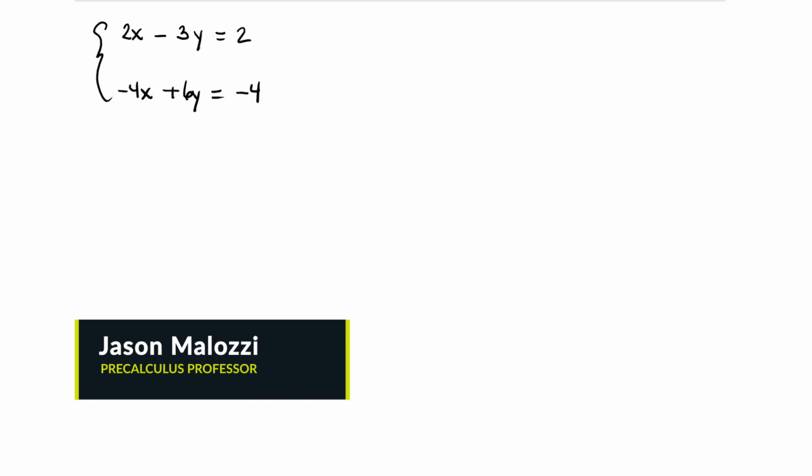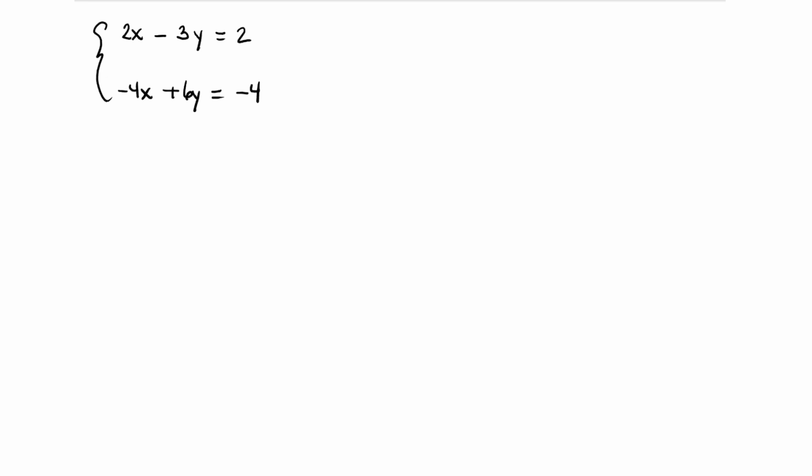What we're going to do in this video is solve the system 2x minus 3y equals 2, along with negative 4x plus 6y equals negative 4, using Gaussian elimination once again. So remember, Gaussian elimination requires us to write this in matrix form. So this is 2, negative 3, augment 2, negative 4, 6, augment negative 4.